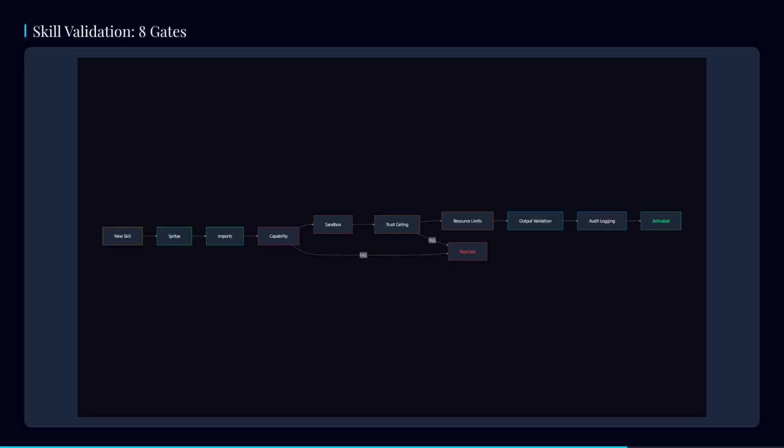Trust ceiling: is the trust score high enough? Resource limits: does it stay within bounds? Output validation: correct format? Audit logging: is it instrumented? A skill that fails any gate is rejected. This prevents agents from importing malicious code disguised as a tool.